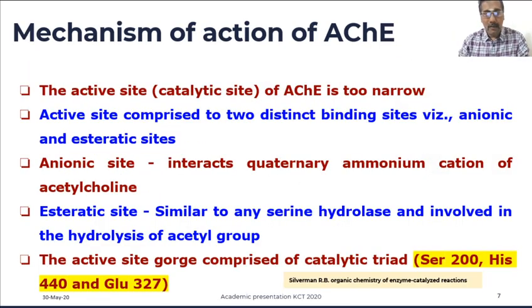Before understanding the mechanism of action of acetylcholinesterase, we have to understand the structural characteristic features of acetylcholinesterase. The active site or catalytic site of your acetylcholinesterase is too narrow, and the catalytic site is comprised of two different sites. One is the anionic site or anionic binding site, another one is the esteratic site. What is the speciality of the anionic site? It interacts with the quaternary ammonium cation. This interaction is not direct; indirectly this anionic site helps to stabilize the substrate.